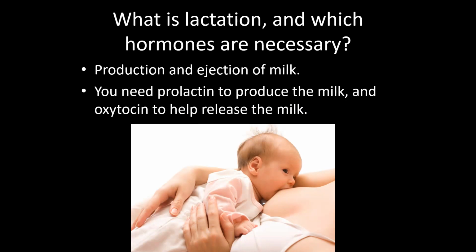Lactation is the act of making milk. We talked about these hormones a little bit earlier, but you do need prolactin to help you actually make the milk, and then oxytocin helps you to release said milk. Of course, we also need estrogen to help us with breast development as well, but these are the 2 that are primarily responsible for lactation as a whole.